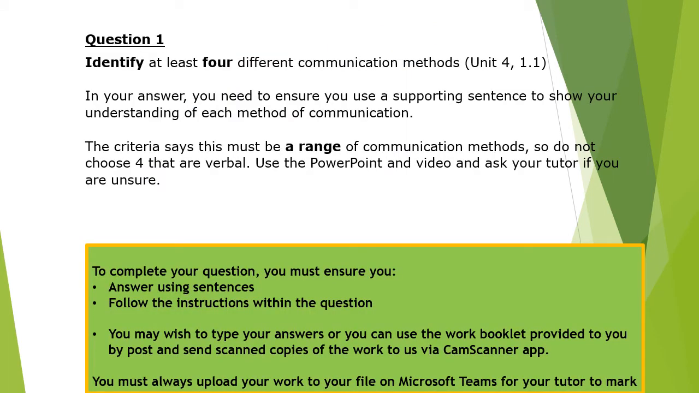So this brings you to question number 1, and it's asking you to identify at least 4 different communication methods. In your answer, you need to ensure you use a supporting sentence to show your understanding of each method of communication. And within the criteria, you must use a range of communication methods. So within the 4, or at least 4, so no less than 4, you need to choose 4 different ones. So, don't choose 4 that are verbal. We've talked about verbal and non-verbal, so use 4 different methods, but a selection of different ones.